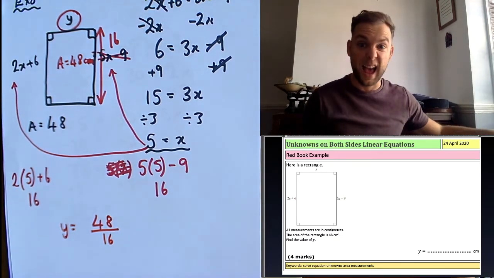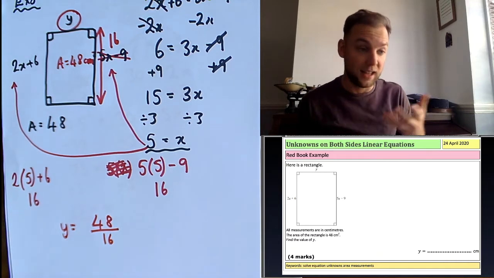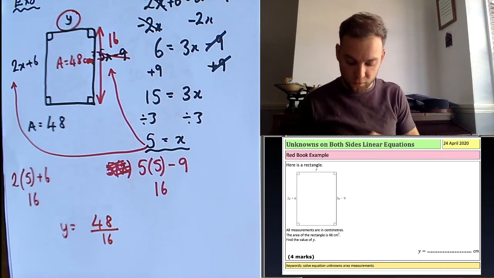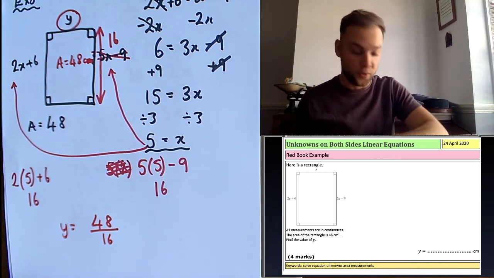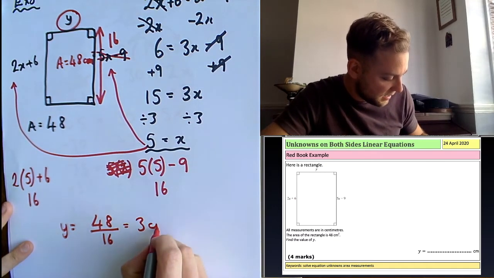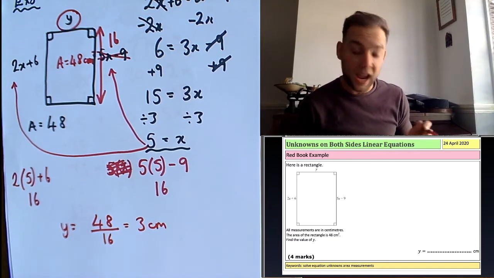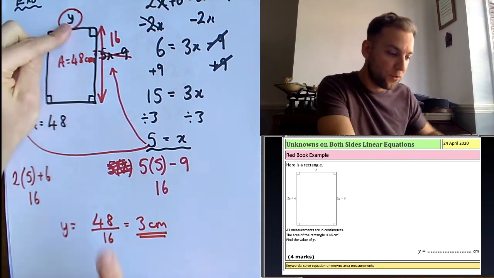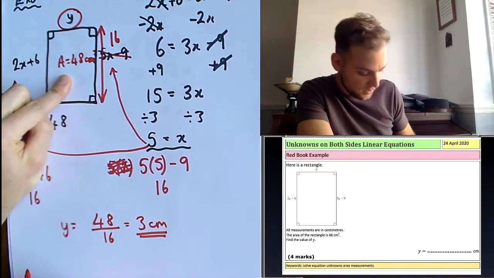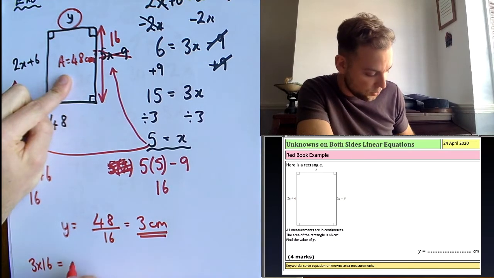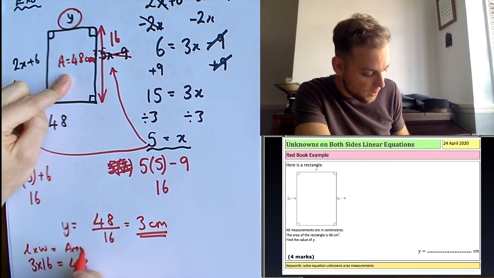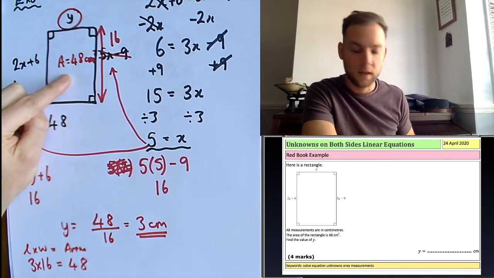Now, you can do that in your head if you can do it. You can use a calculator if it's a calculator paper. If you can't, then just add up multiples of 16. So 48 divided by 16 is equal to 3. So this is equal to 3 centimetres here. Now you can check that if you want, because 3 times 16 is equal to the area, which is 48. Okay, 3 times 16 is equal to 48. So your length times width is equal to your area. Okay, and now I've finished.